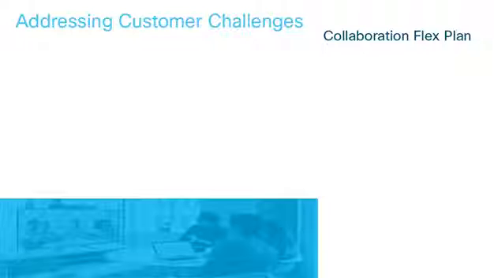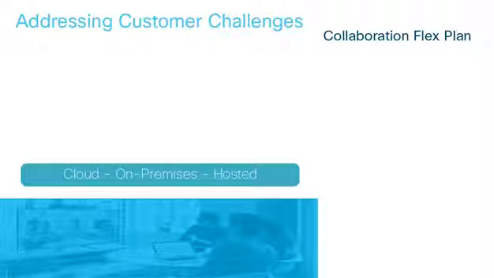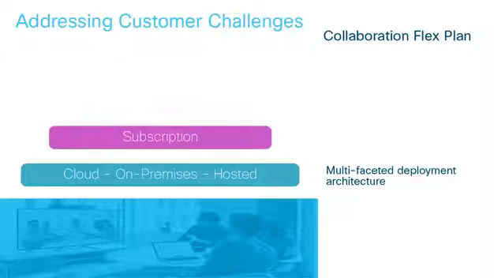The Flex in the Collaboration Flex Plan delivers deployment flexibility. As a subscriber to Flex Plan, the customer has access to cloud, on-premises, and hosted solutions, and the customer can mix the deployment models, all under one common subscription that can be used to streamline the journey to the cloud. The architecture allows partners to take the customer through different deployments, and Cisco has the subscriber plan to match the multifaceted deployment architecture.